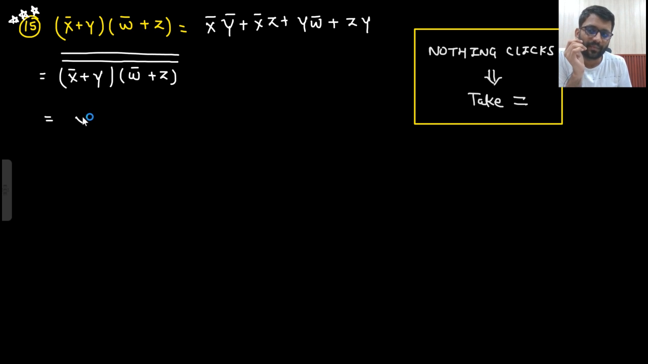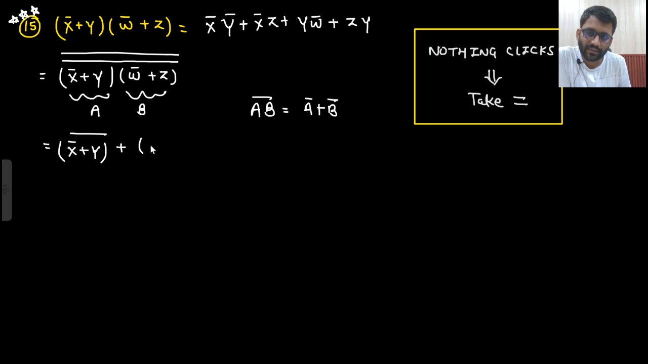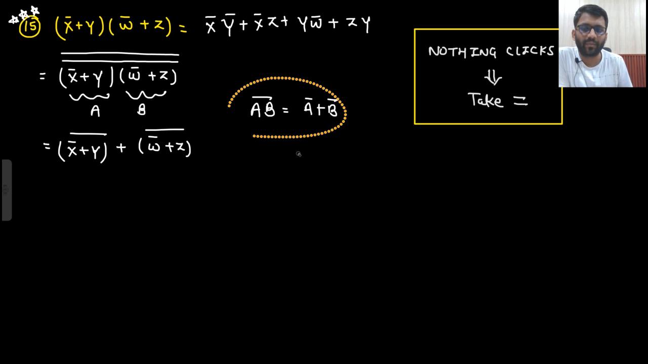So what will this become? X Y bar into, okay, you are not habitual of it. So let's just say if this is A and this is B. So this is AB bar, right? So AB bar can be replaced as A bar plus B bar. So this is what I am going to do now. So X bar plus Y whole bar plus W bar plus Z whole bar, right? This is how it can be replaced.